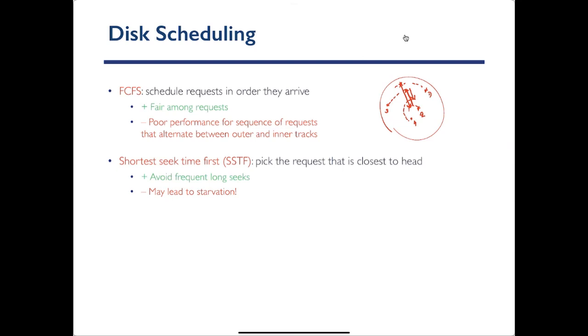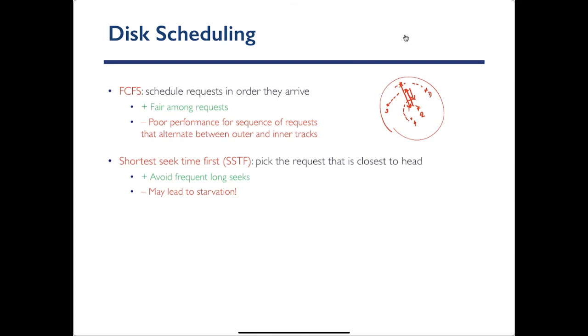The second approach that we can take is, wherever the arm is, whatever track the head is on, we can look at all the requests in the queue and then pick the request that is closest to the current position of the head. So this is shortest seek time first. We look at how much the head should seek for each one of the requests, and then we try to minimize that. This way we're minimizing the movement of the head and the arm. Now this will definitely help with performance.